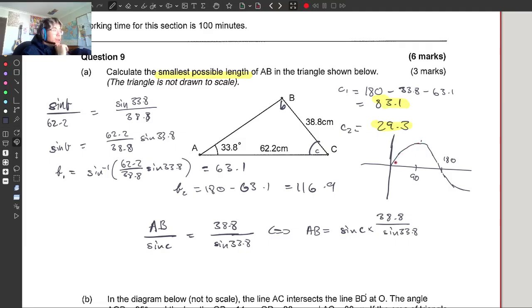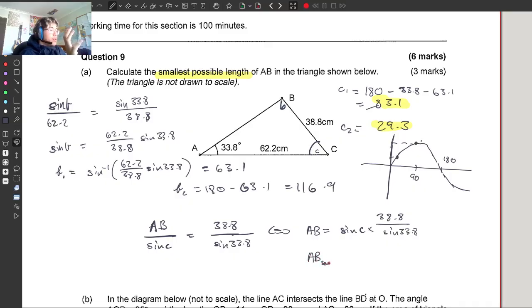Therefore, for a lower value of AB, we need a smaller angle, right? Because 83.1 is going to be something like here, 29.3 is something like here. So that's the difference here. So if we want a smaller value for AB, we need the smaller sine value. So therefore, we need to use this angle 29.3.